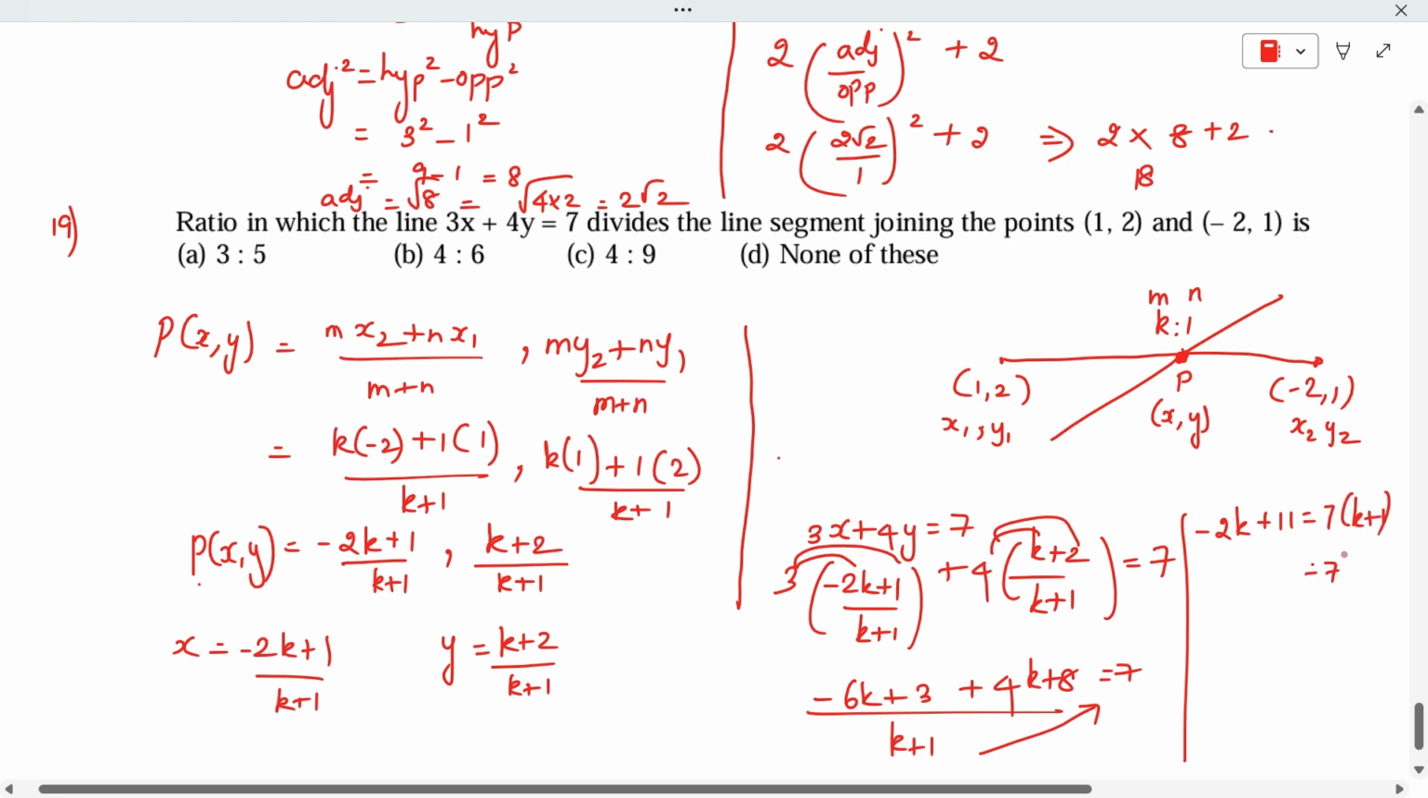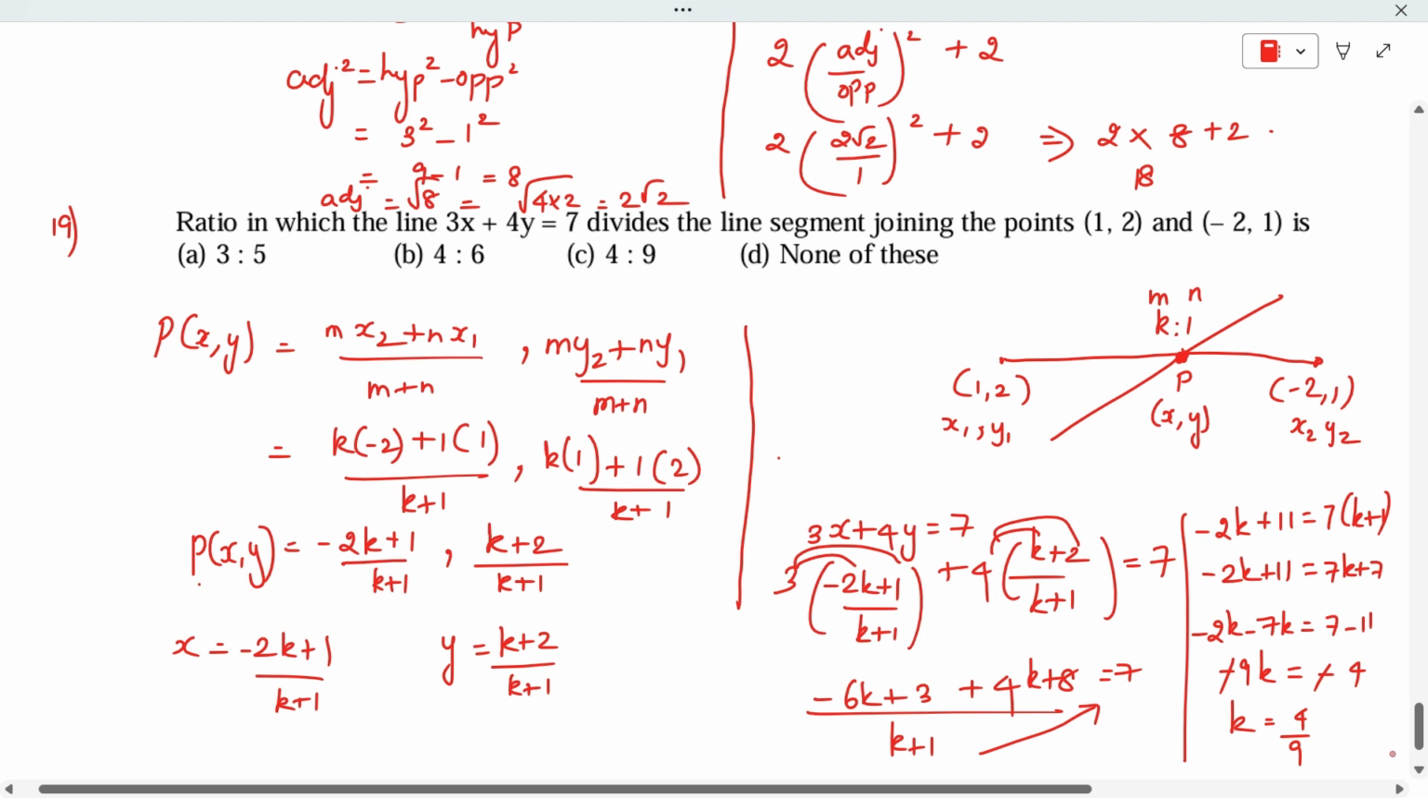Again evaluate the bracket on the right hand side and transpose. So if you evaluate the bracket and transpose, then you will get minus 2k minus 7k is equal to 7 minus 11. So this will be minus 9k is equal to minus 4. So cancel minus on both sides. So k is equal to 4 by 9. Isn't it?